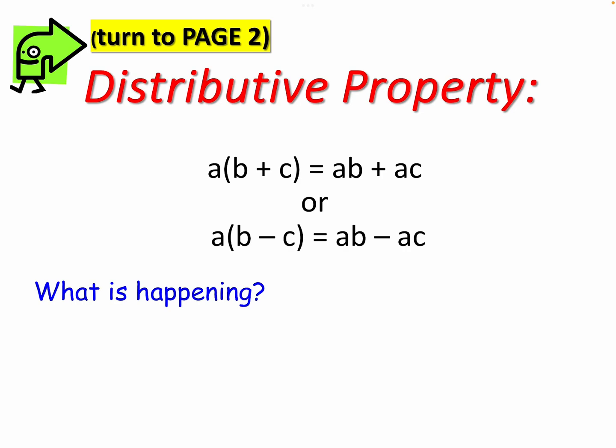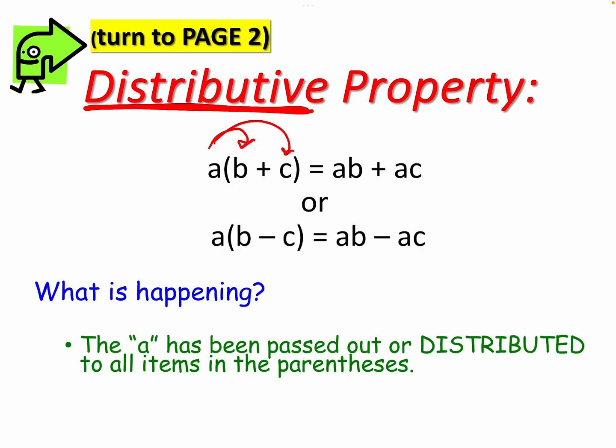Today we're going to spend specifically looking at the distributive property. And here you have the distributive property being illustrated, what is happening in this property. This is what we call the pass out property. The A, or whatever number is in front of the variable, is being passed out or distributed. That's what the word distribute means, pass out, to everything in the parentheses.